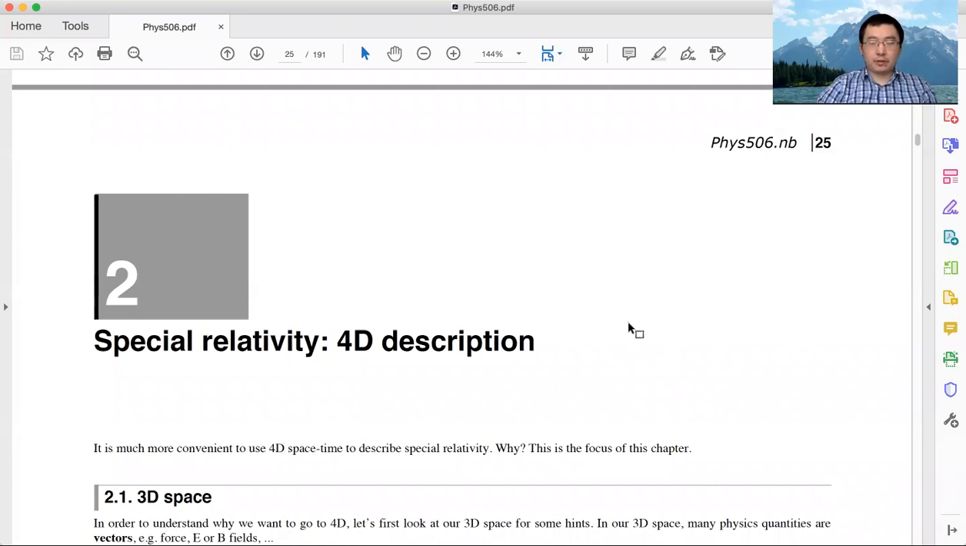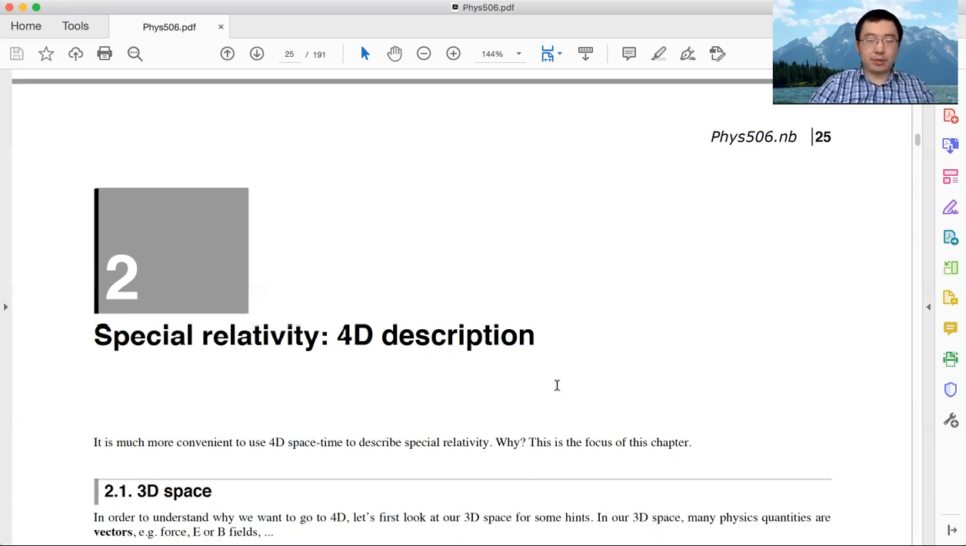Good morning, everyone. So today we will continue our discussion about special relativity. In the previous lectures, we reviewed the kinematics of special relativity. From today, we will start to discuss the dynamics. But before we discuss the dynamics of special relativity, we need to review one important concept that is very useful for the discussion: the four-dimensional space-time description.